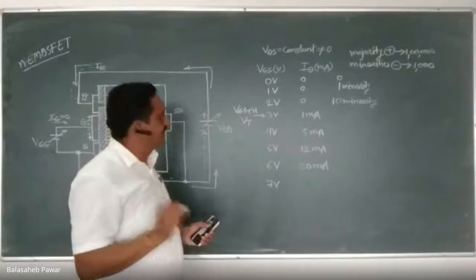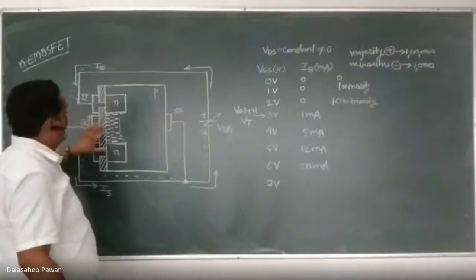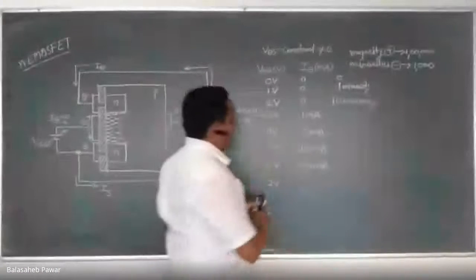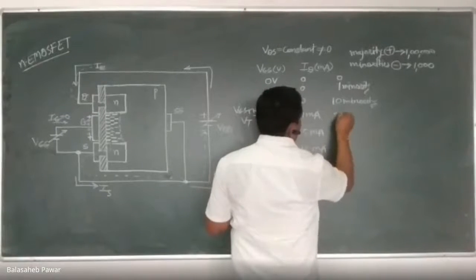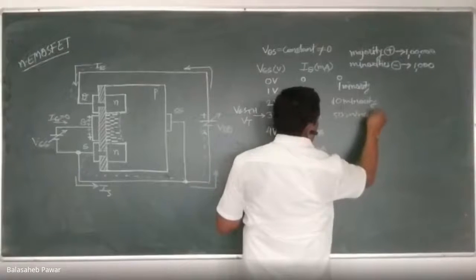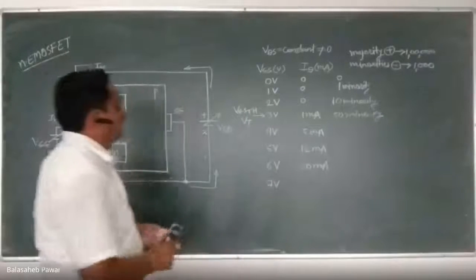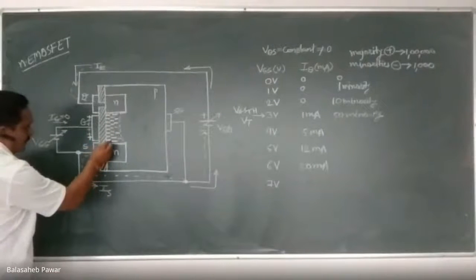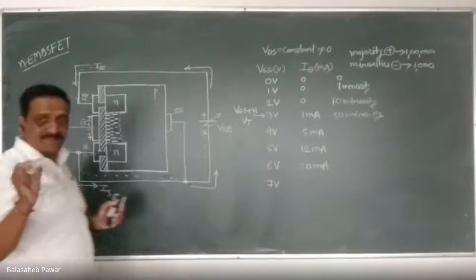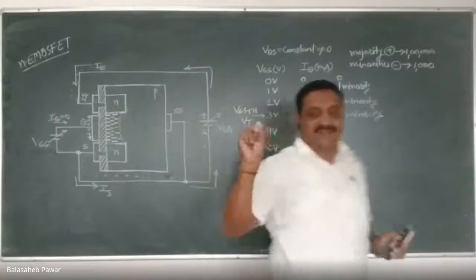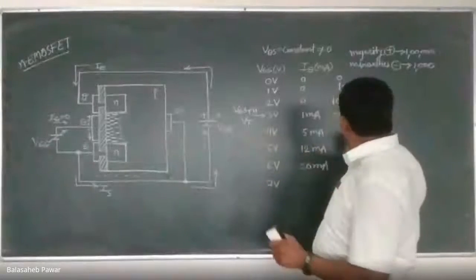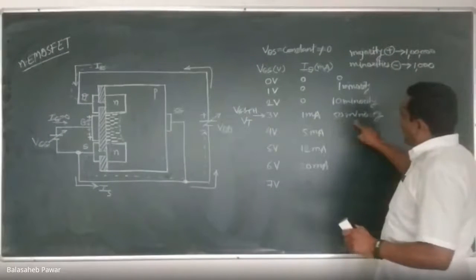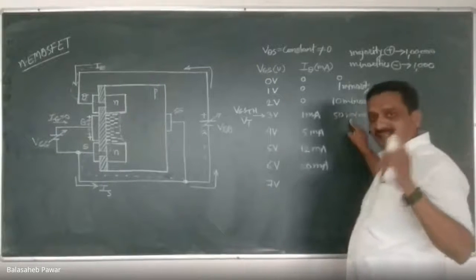By the application of 3 volt, if the attracted minority charge carriers are, for example, 50 minorities, then those 50 minorities will occupy or form a complete thin layer from drain to source. Initially, I told the thin layer will form by the application of VGS equals VT. And those 50 minority charge carriers are now responsible to handle the current of 1 milliampere.